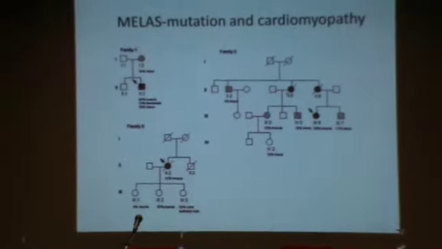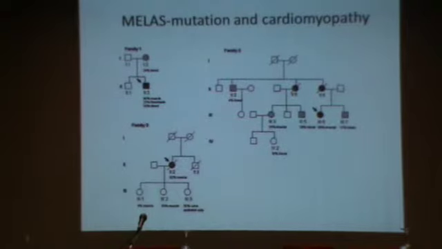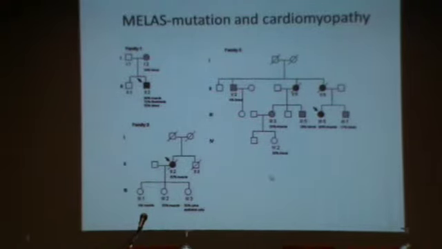We then collected a few families who showed this kind of a cardiomyopathy. This is the index patient in here, and she told that her mother died acutely in an intensive care unit, into cardiac arrhythmia and decompensation of the heart.